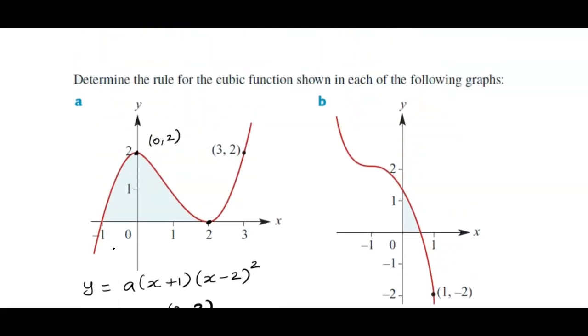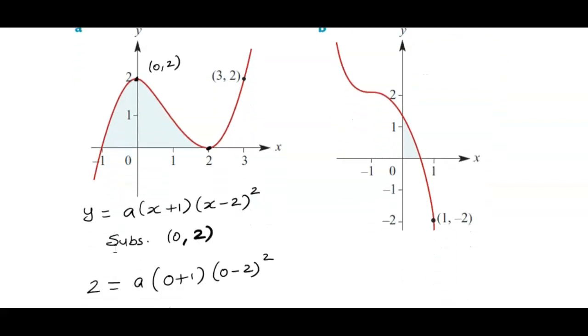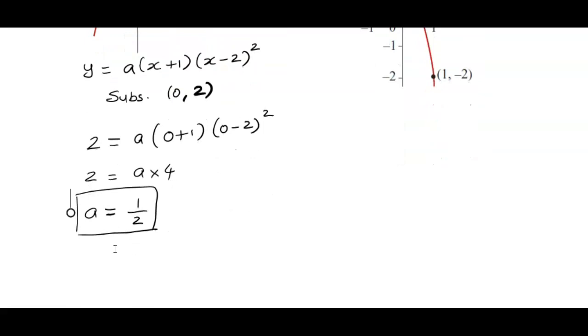Which means in this case, if you notice, let's go back to the question. The question is asking us to determine the rule of the cubic function. So I need to rewrite the rule with the value for a. So the complete answer is going to be y equals 1/2 times x plus 1 times x minus 2 to the power of 2. And that completes that question there.